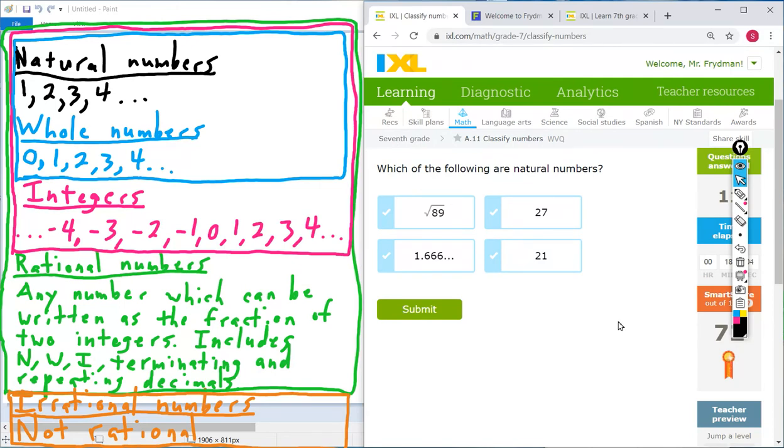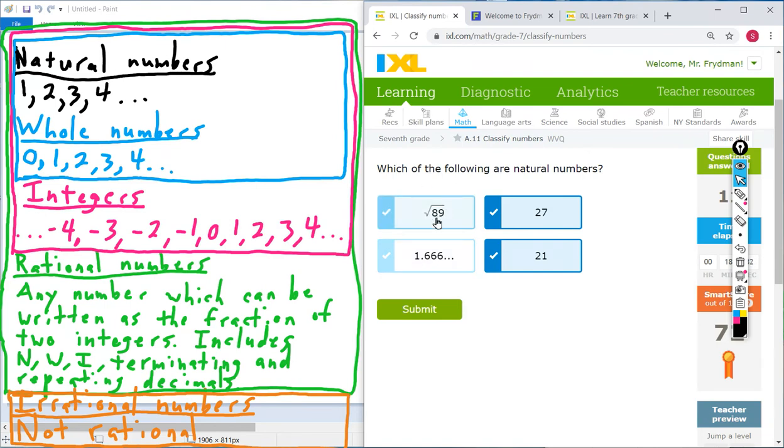Which of the following are natural numbers? Okay, so the natural numbers are just the numbers that you learned about first when you were in kindergarten. These are the first numbers that you learned about: 1, 2, 3, 4. You didn't know about decimals yet. You didn't know about fractions yet. So which of these are natural numbers? 27 is, 21 is, this one is not, this one is not.